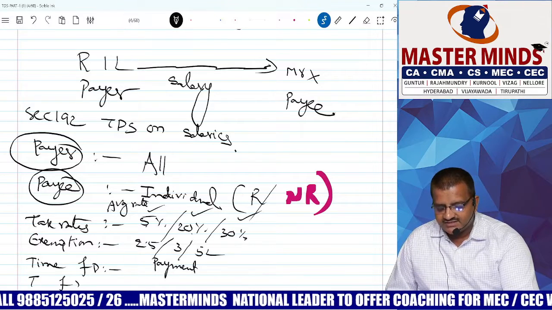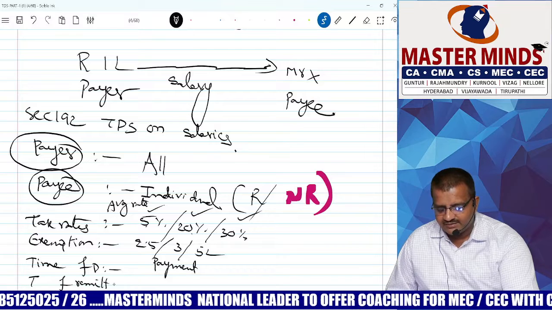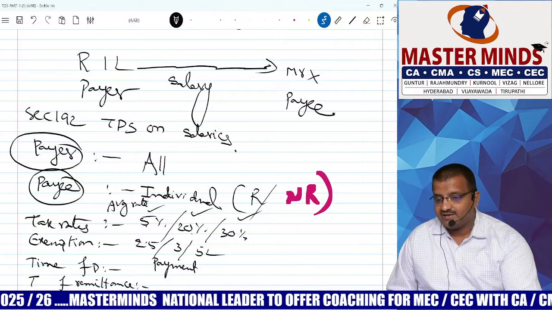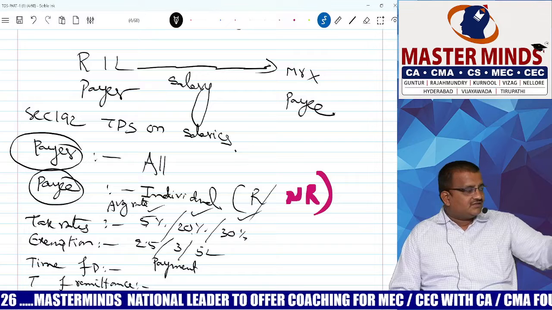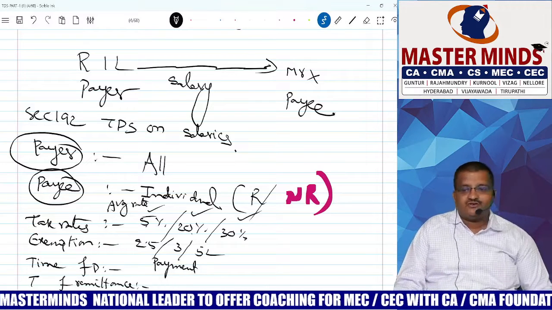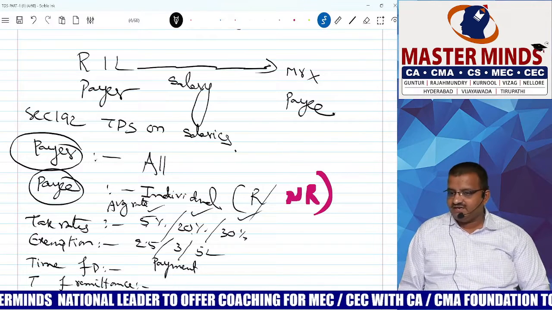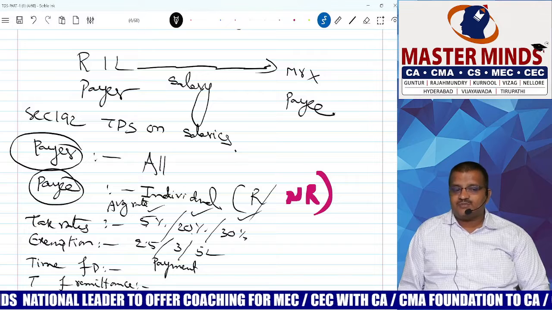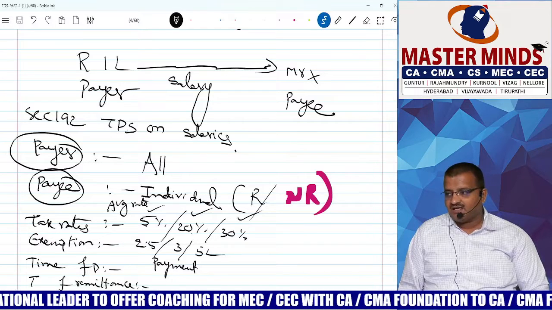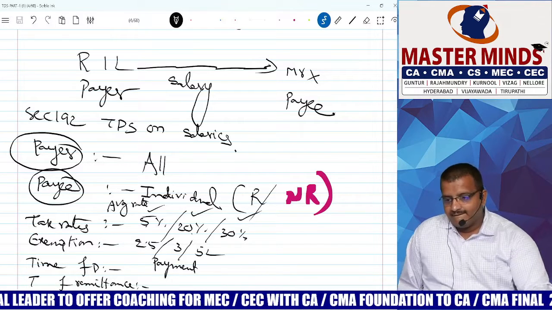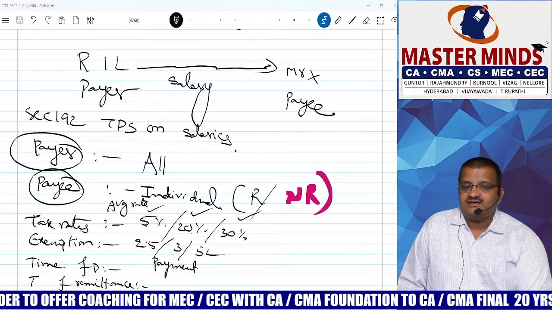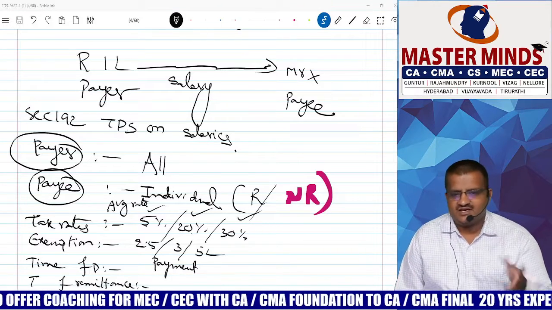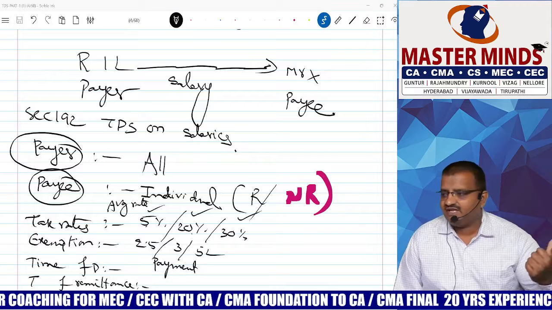Time of remittance. What is the meaning of time of remittance? It is when the deducted amount has to be paid to the government. I repeat, when the deducted amount has to be paid to government. Answer: 7th of the next month.